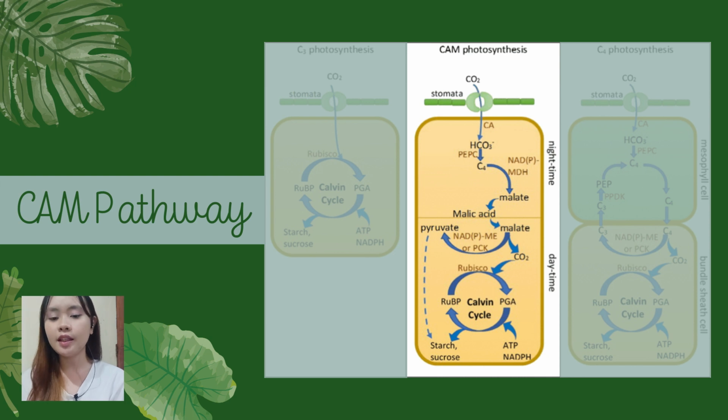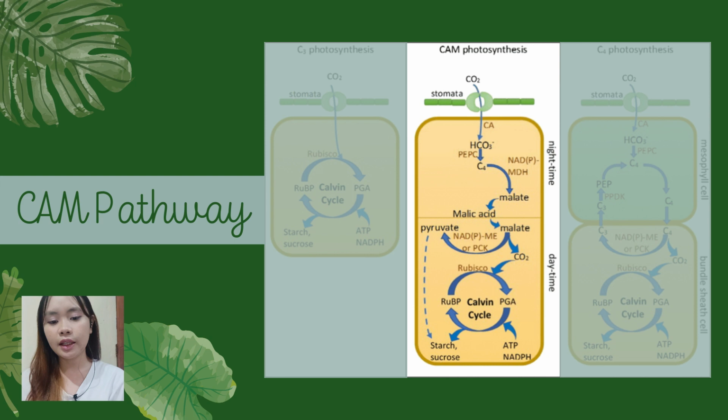So during the night, CAM plants have open stomata to allow carbon dioxide to diffuse into the leaves. The CO2 is then fixated into oxaloacetate by PEP carboxylase as in the C4 pathway, and then converted into malate or other types of organic acid. This will then be stored in the plant's vacuoles until the next day.